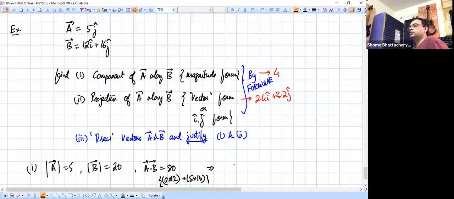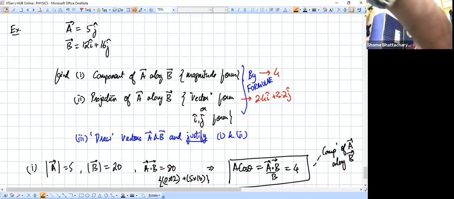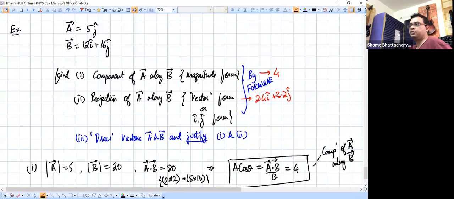So therefore, A cos theta is nothing but 4. So this is the component of A along the vector B. That's all you need to do. यहाँ पे थीटा निकालने की जरूरत नहीं. You did not need to calculate cos theta separately. You just had to divide A dot B by the magnitude of B.